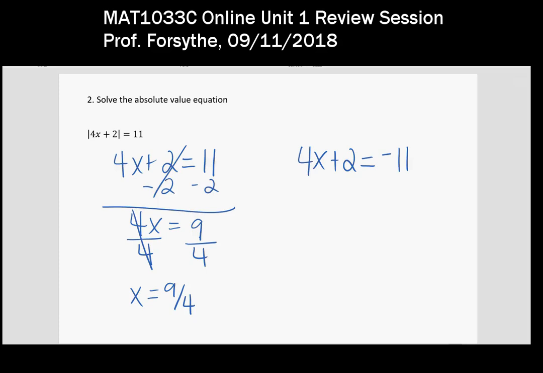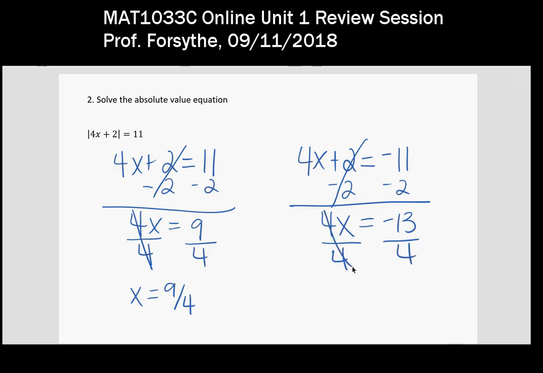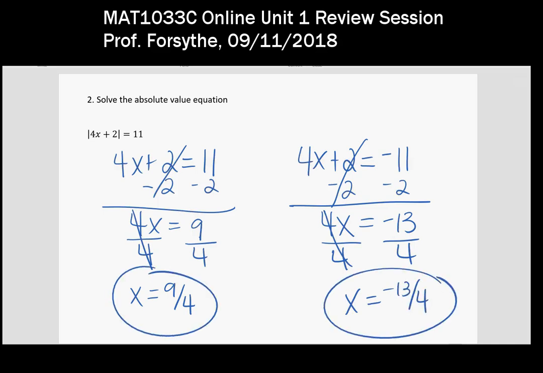Okay? Now to the next one. Same thing, we're going to subtract 2 from both sides. Then we're going to bring down that 4x, 2 minus 2 cancels out, equals negative 11 minus 2 is negative 13. And then to solve for x, we're going to divide by 4. So x equals negative 13 divided by 4. And these are our 2 solutions.